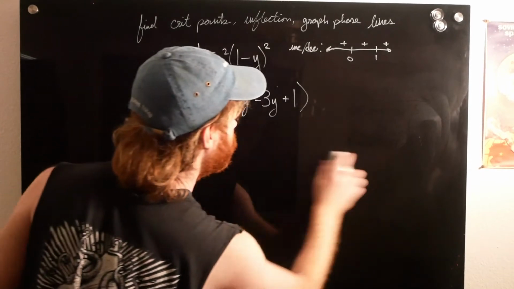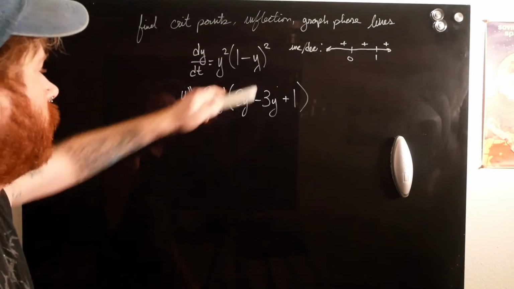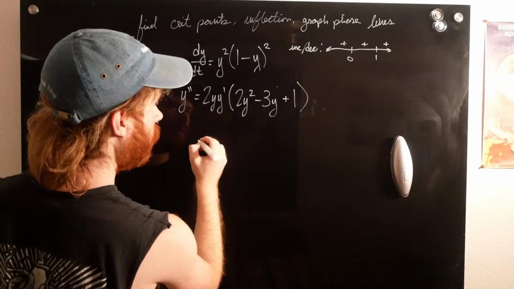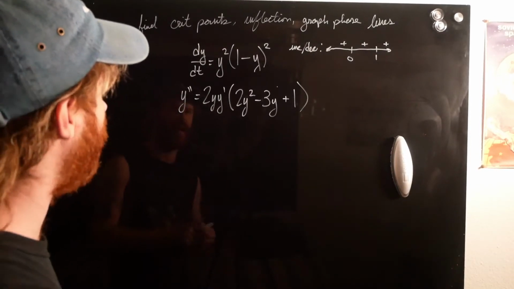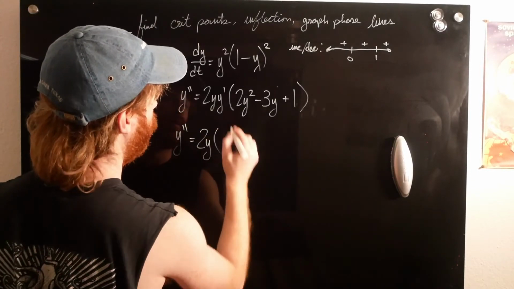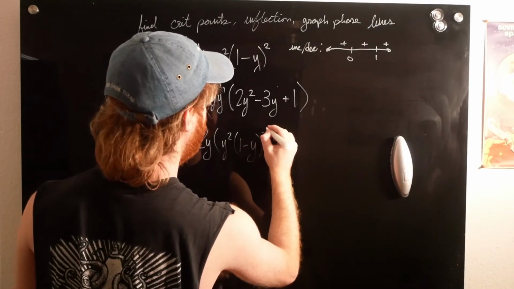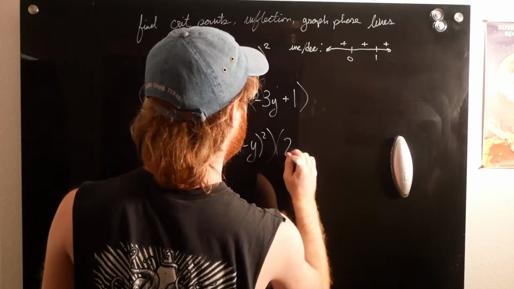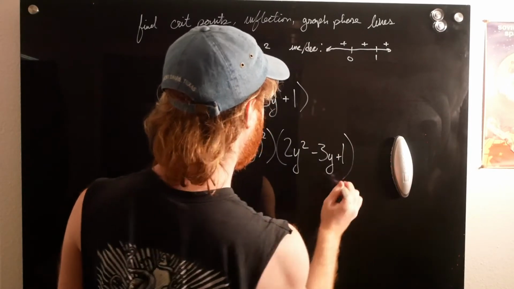Okay, so now we know what y prime is equal to. Y prime is just this, so let's plug this back in. So y double prime equals 2y and then y prime, which is y squared times (1 minus y) quantity squared. And then we have this, 2y squared minus 3y plus 1.